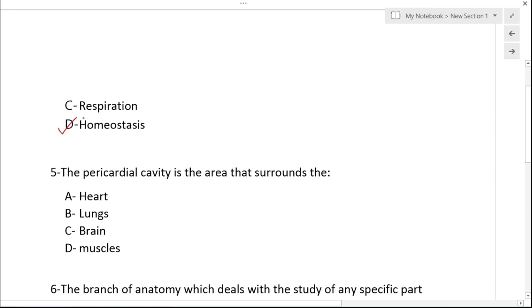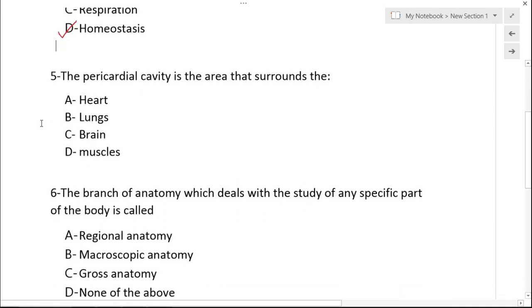There are two kinds of homeostatic mechanism. That is, one is positive feedback mechanism and another one is negative feedback mechanism for the homeostasis. Now we are moving to the next question. Question number 5. The pericardial cavity is the area that surrounds. Pericardial cavity we already seen. The pericardial cavity is the area that surrounds option A heart, option B lungs, option C brain, option D muscles. Option A is the correct answer, heart.